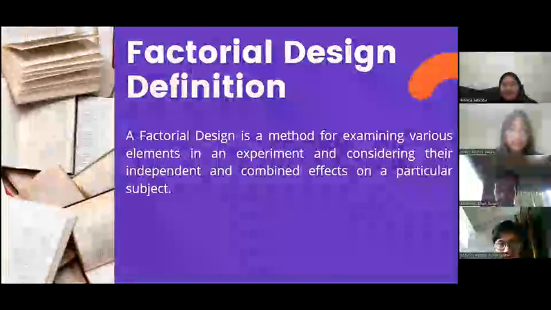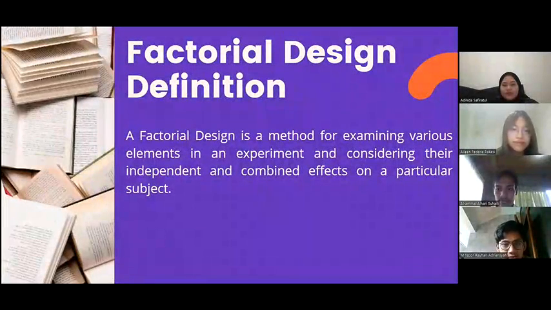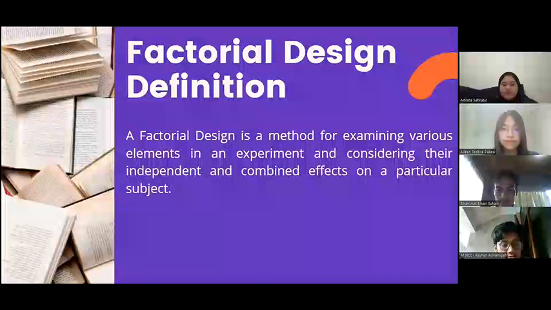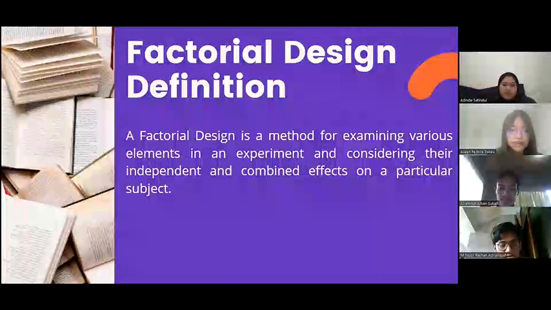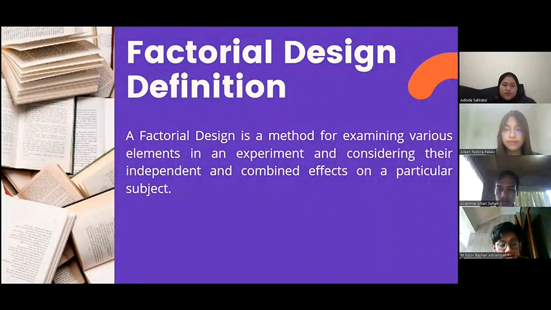So what is factorial design? Factorial design is a method for examining various elements in an experiment and considering their independent and combined effects on a particular subject. There are two types of factors in an experiment: factors that are independent, and levels that are subdivisions of these factors. Experimental participants are exposed to a number of factors and levels in their experiments. Researchers use experiments to determine if any of the factors affect the subject and, if so, in what way.